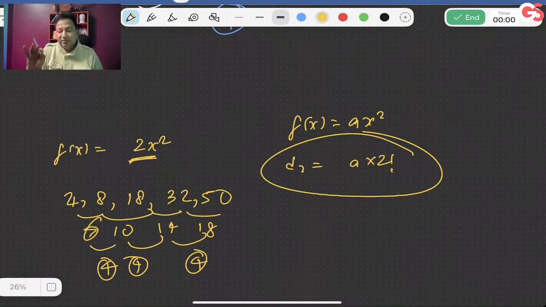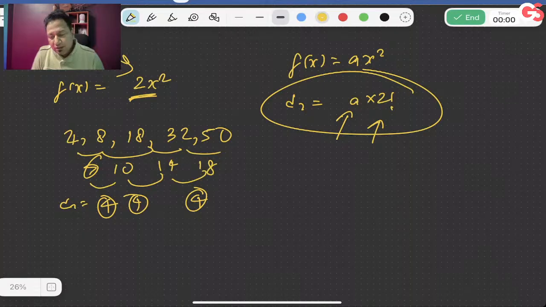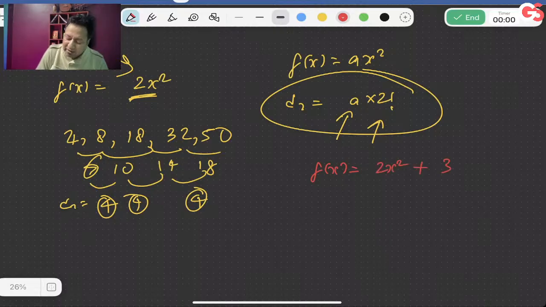So essentially, the common difference I'm getting at the second step only, the second difference is common because it's a second degree polynomial. But whatever I'm getting is a multiple of factorial 2. Which multiple of factorial 2? A times factorial 2. What is a? It is the coefficient of the highest power of x. All right. Is that clear, everyone? Now, if you have played with this, tell me one thing: if I put a 3 in front of 2x², what difference would it make?